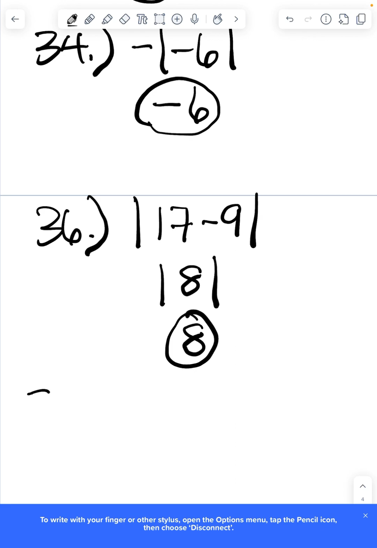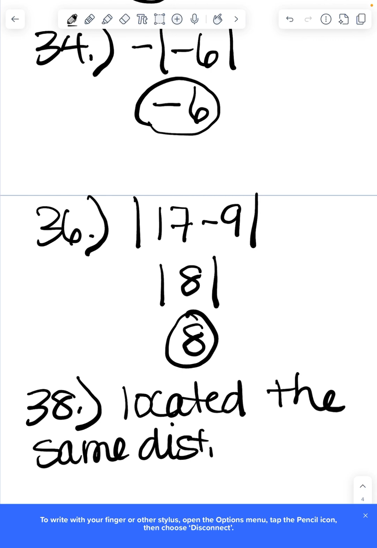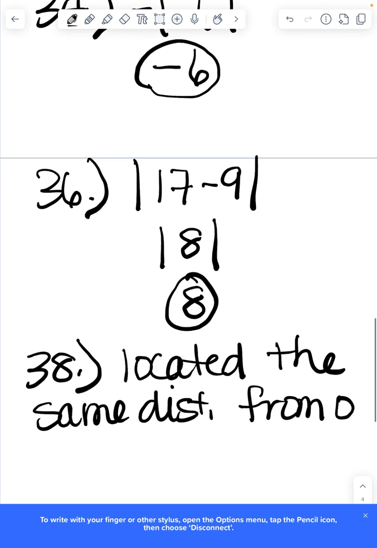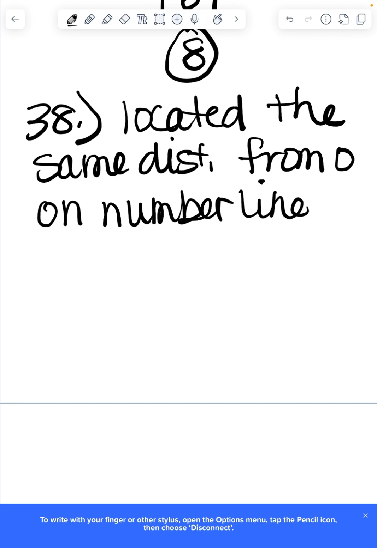Number 38. Define opposite numbers. Opposite numbers are located the same distance from 0 on the number line but in opposite directions.